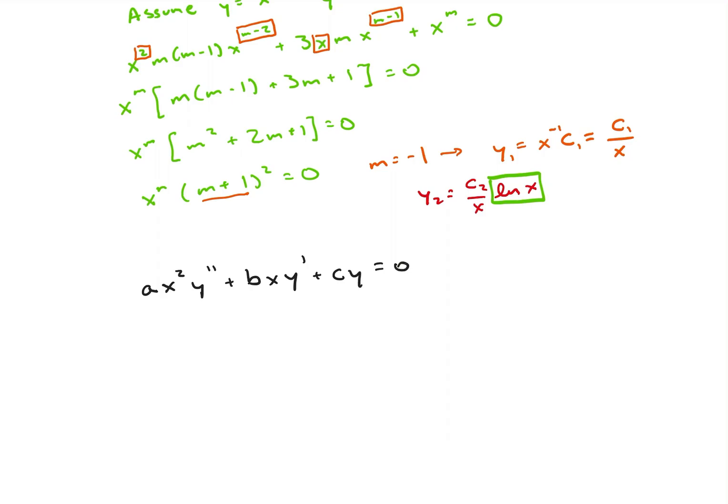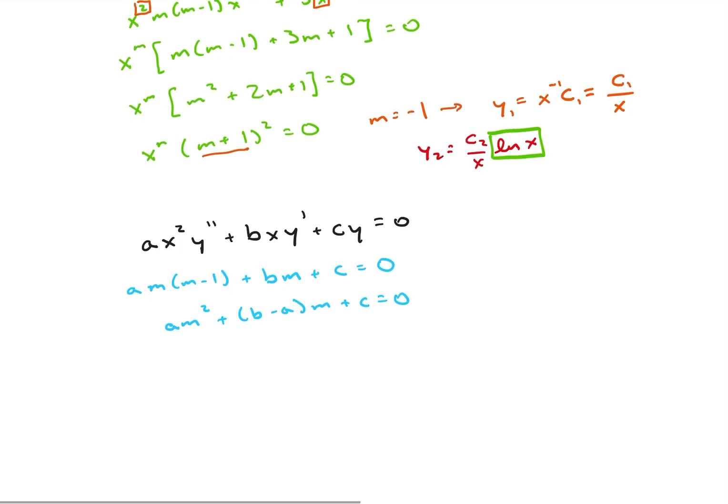Okay, so that's our general Cauchy-Euler expression. In order to solve for my term, if I use the same method as above, I'm going to get the expression a times m(m minus 1) plus b times m plus c is equal to 0, which I can distribute to am squared plus (b minus a) times m plus c is equal to 0.